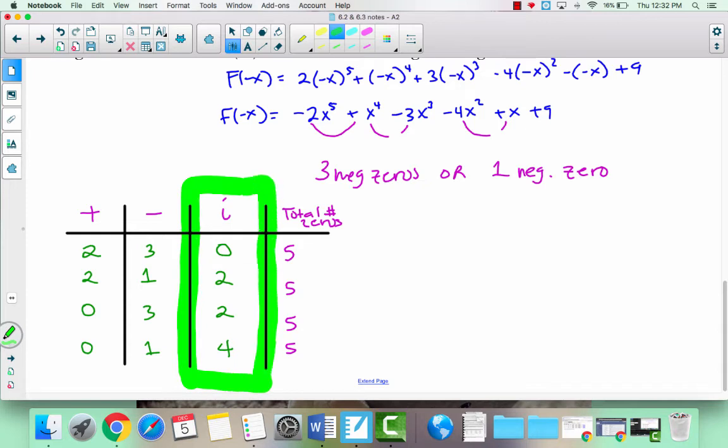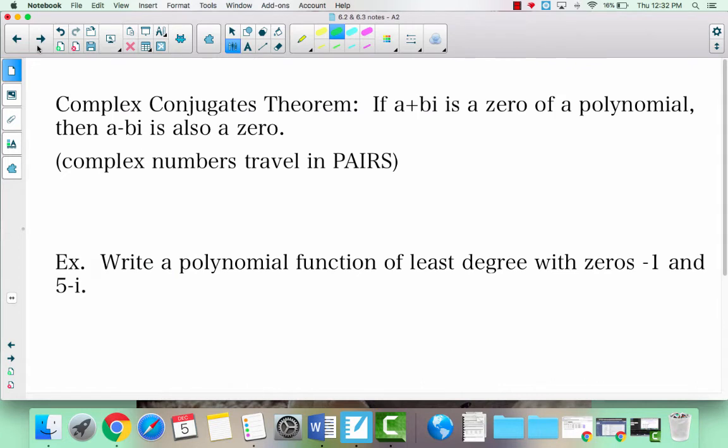And there's a special reason for that, and that's what leads us into our next theorem, which is the complex conjugate theorem. Basically what this says is that if you have an imaginary number that's a 0, then its conjugate, or its opposite, will also have to be a 0. And the rule is that complex numbers will always travel in pairs.